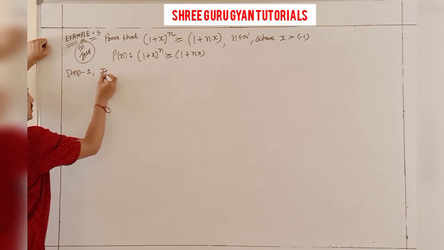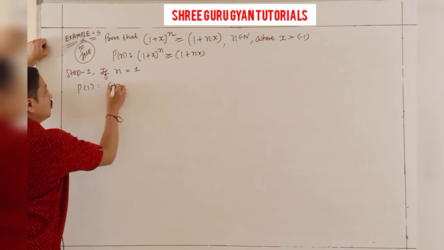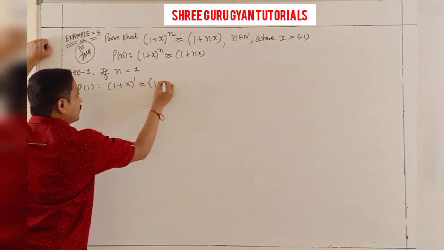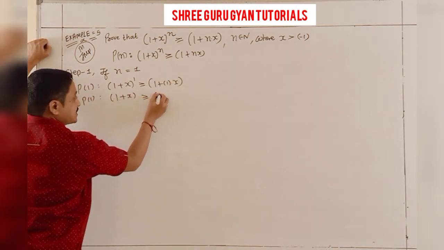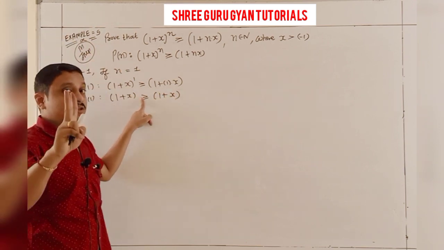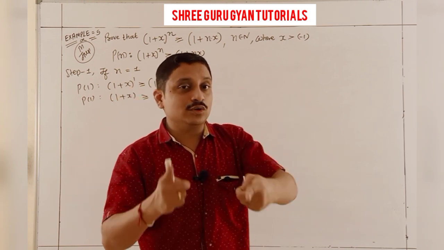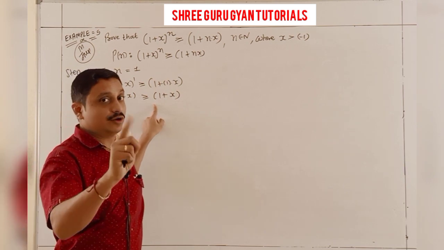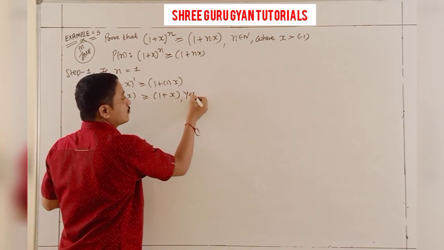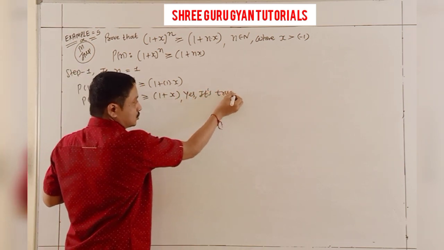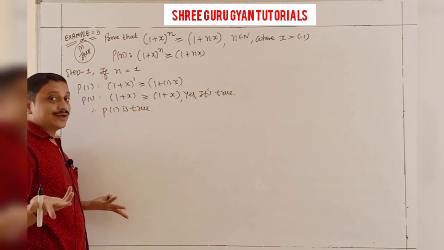Step 1: if n is equal to 1, apply P of 1, only n is one putting. 1 plus x raised to 1 is greater than or equal to 1 plus 1 into x. Check it, is it true? Yes students, here two meanings are given: one is greater than, one is equal. Anyone is true, it means this statement is true. Either greater or equal. Equal is true, so here write down yes, it is true. So indirectly P1 is true. Our rule over. Now start.